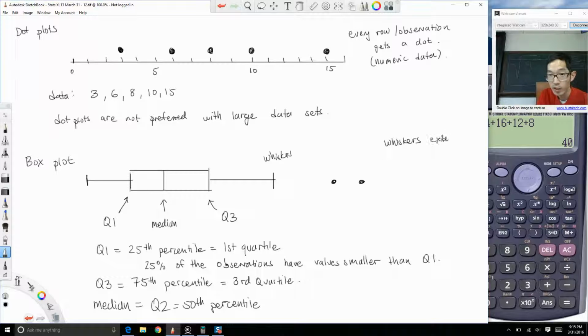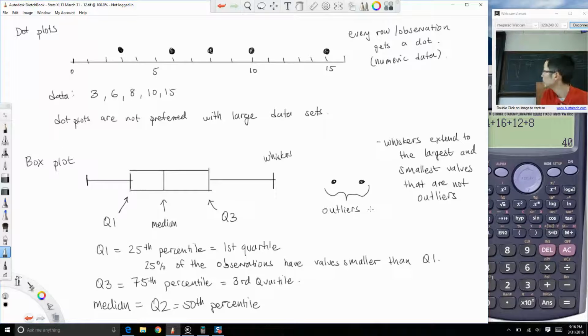Whiskers extend to the largest and smallest values that are not outliers. Okay? And as far as outliers go, these are these dots here. Okay? We set up imaginary fences, and if they fall outside of the fences, they are considered outliers.